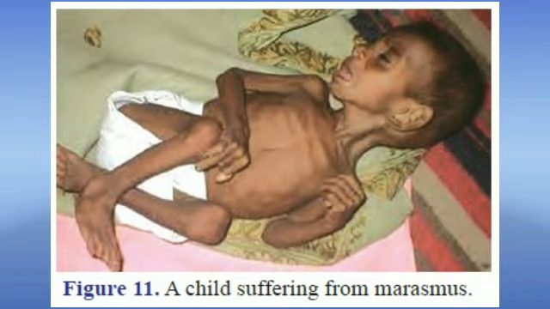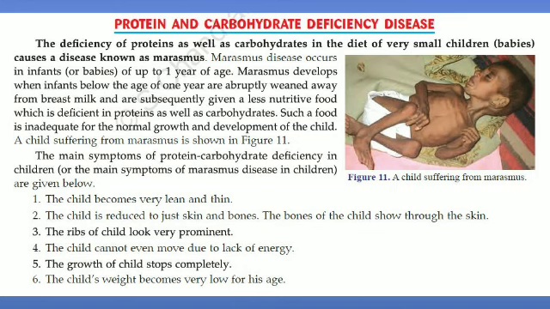Now, let us discuss another disease caused due to malnutrition. Look into figure 11. Here we see a child suffering from marasmus, which is a deficiency disease caused due to lack of proteins and carbohydrates in the diet. Therefore, the deficiency of proteins as well as carbohydrates in the diet of very small children, that is babies, causes a disease known as marasmus.